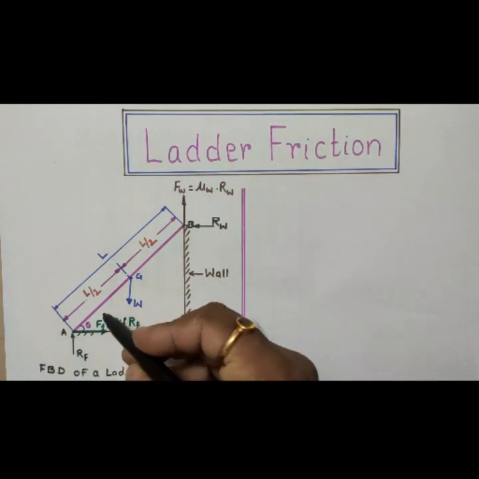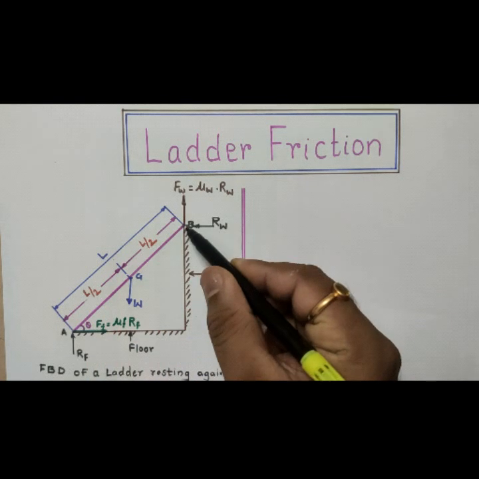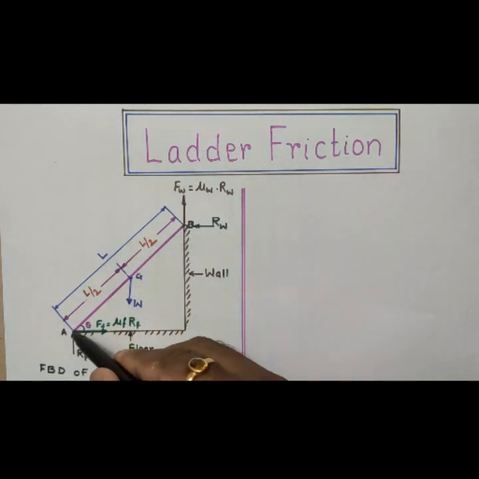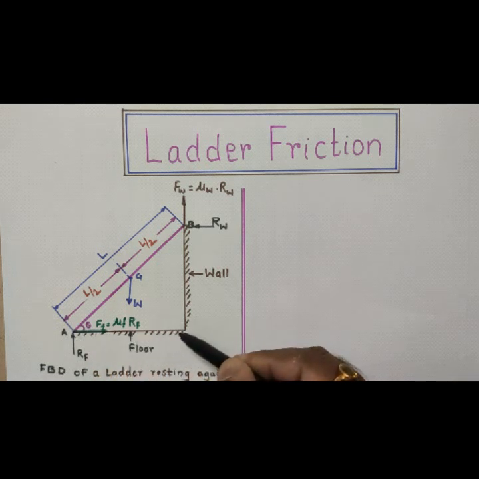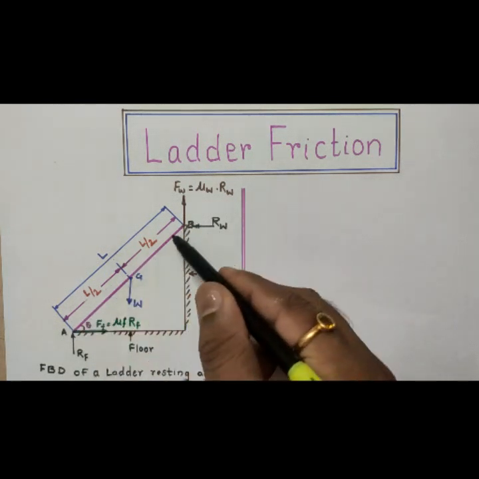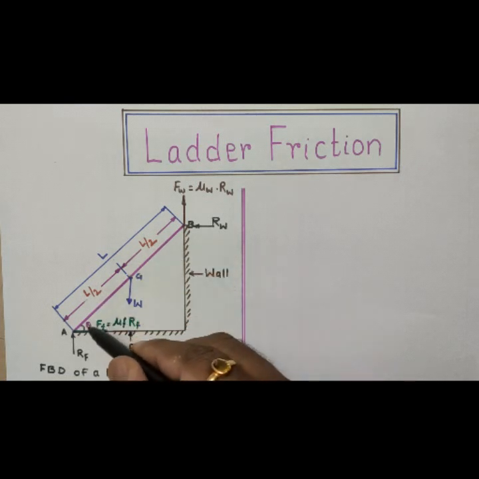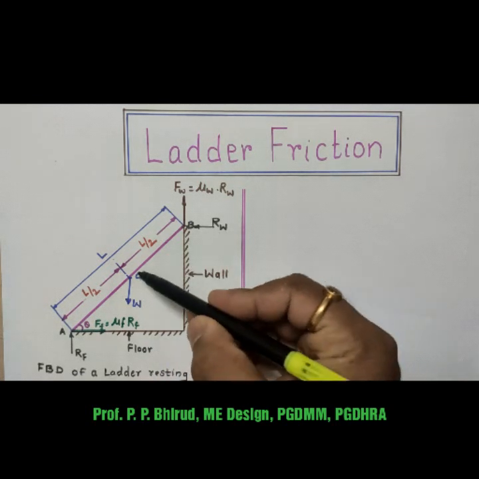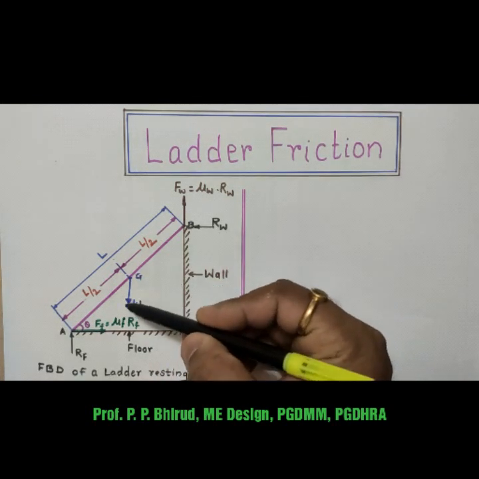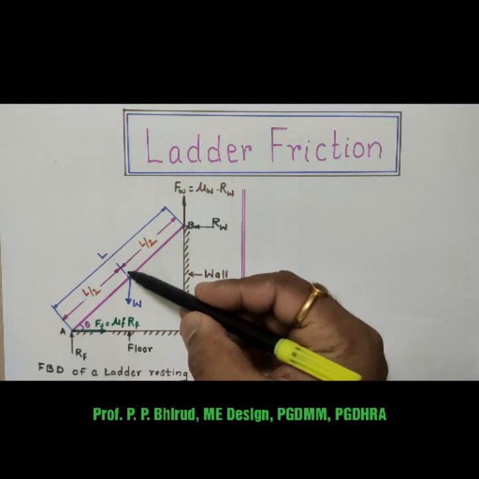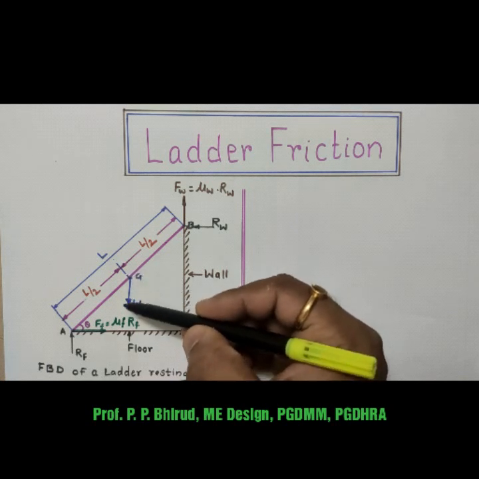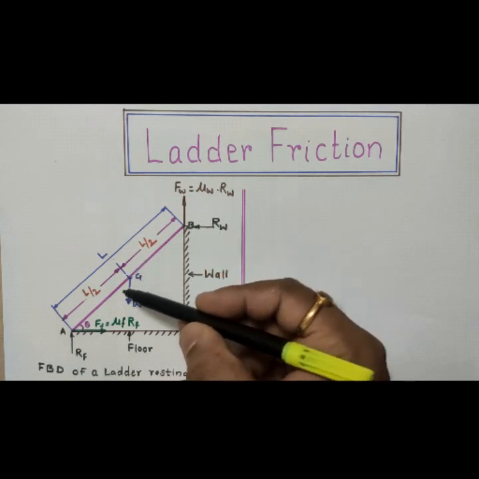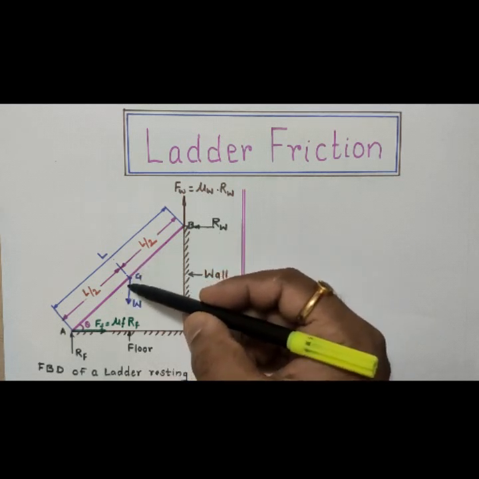So let us consider a ladder AB of length L resting on the rough horizontal floor and leaning against a wall at an angle theta. Let W be the weight of the ladder AB, which acts vertically downward through the center of gravity of the ladder, or at the center of the ladder.